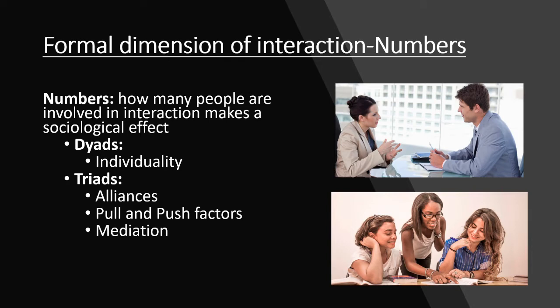Alright, so first of all, let's start with numbers. The amount of people that are involved in an interaction makes a sociological difference. He states that the interaction between different amounts of people would have a different effect. He divided this concept under two bases. Number one, dyads, and the other one is triads.